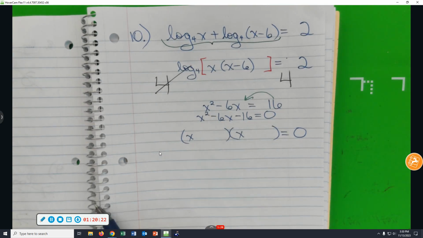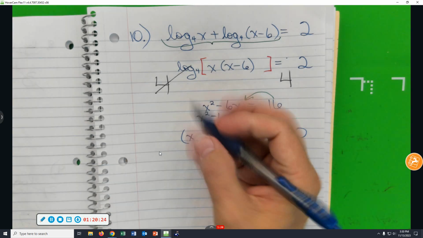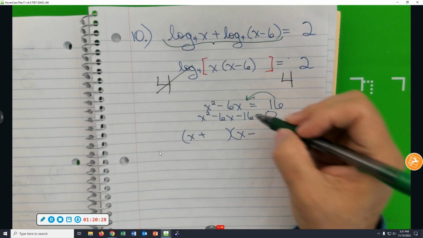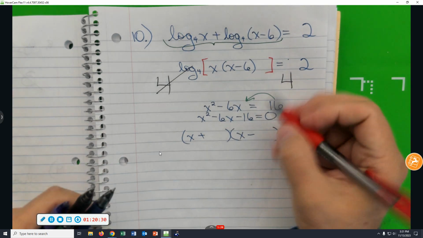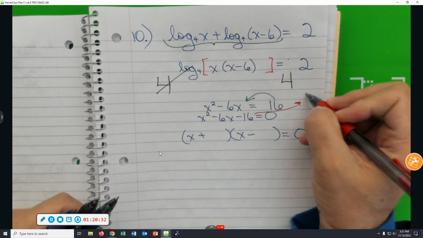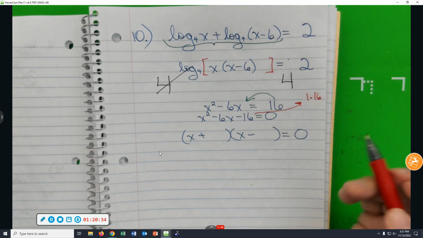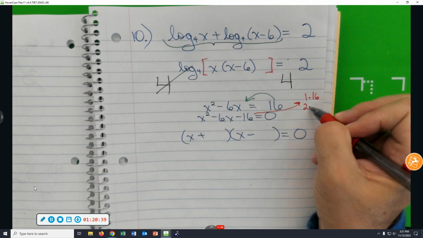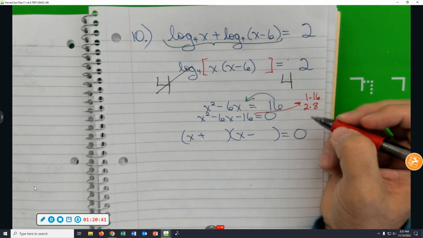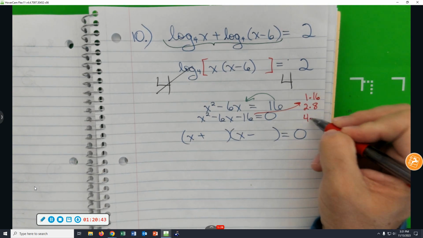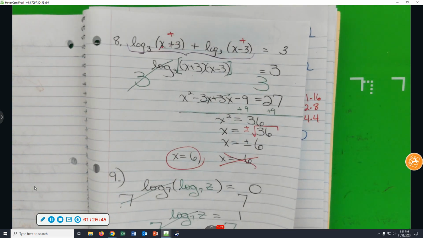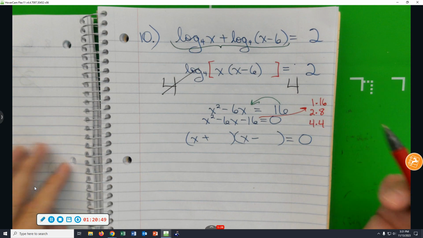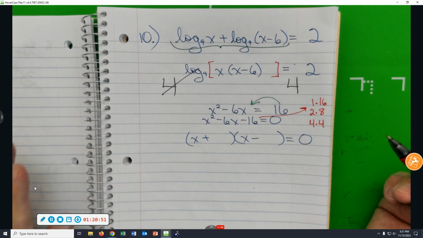What do we know about the signs? Okay. And now 16. 1 times 16, or 2 times 8, there's another one, 4 times 4. I put the little times, and you separate them by commas. Which one are we going to use?